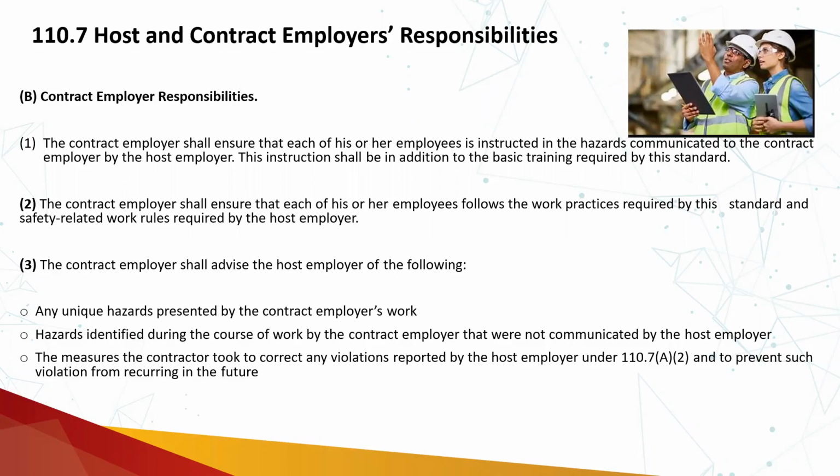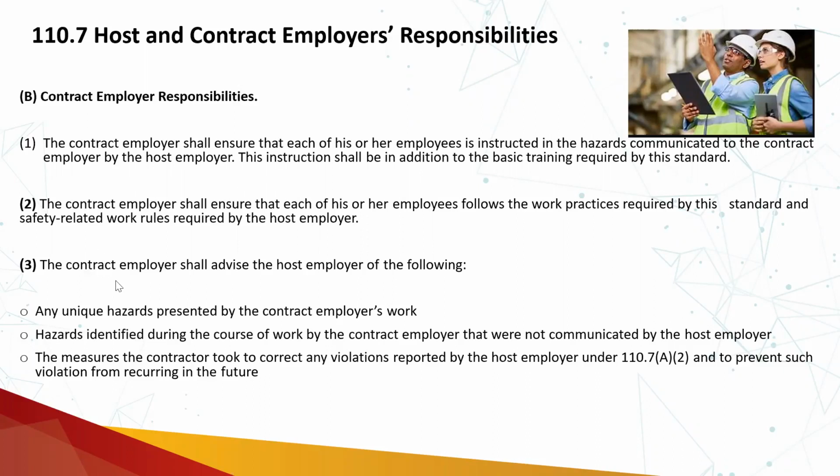The contractor employer shall ensure that each of his or her employees is instructed in the hazards communicated to the contractor employer by the host employer. This instruction shall be in addition to the basic training required by this standard. The contract employer shall ensure that each of his or her employees follows the work practices required by this standard and safety related work rules required by the host employer. The contractor employer shall advise the host employer of the following: any unique hazard presented by the contractor employee's work.